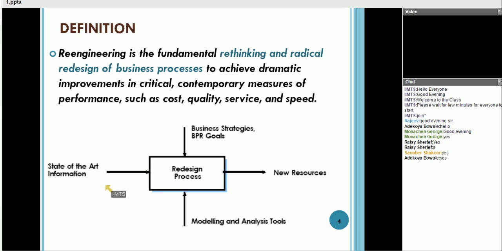Now, there is a term called re-engineering. Engineering all of us are familiar with, but there is a term called re-engineering. Re-engineering is the fundamental rethinking and radical redesign of business process to achieve dramatic improvements in critical contemporary measures of performance such as cost, quality, service, and speed.